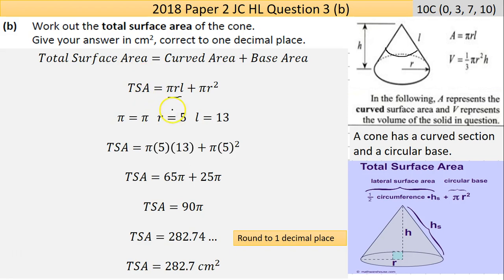Now we know all of them. We know the radius is 5, and we know the slant height is 13. We just calculate that, and pi we put in on the calculator. I would avoid trying to use 3.14 or 22 over 7. Just use the button on the calculator. That's what it's for.